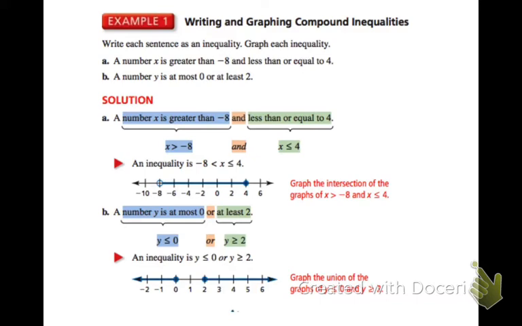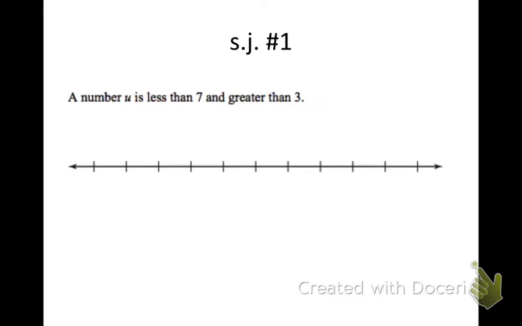So we get a chance to try these. Here we go. This is on page 51. So we have a number u. We have u is less than 7. Okay, so I'll write it off to the side. U is less than 7, and u is greater than 3. So we have these two things to connect. Okay, so on your graph, you're going to want to number it so that we have a few numbers on either side.